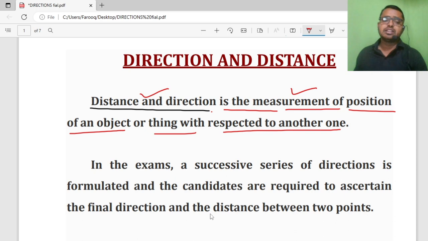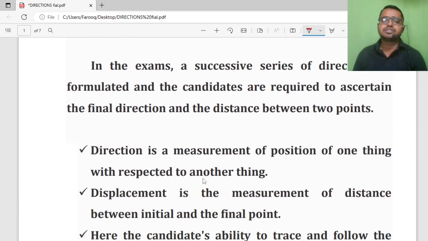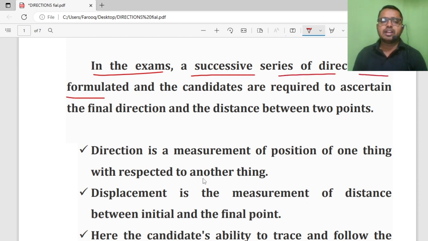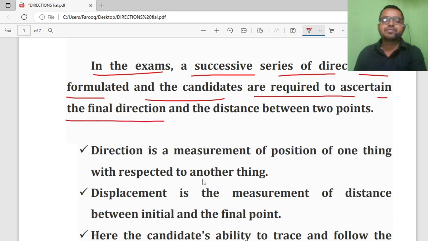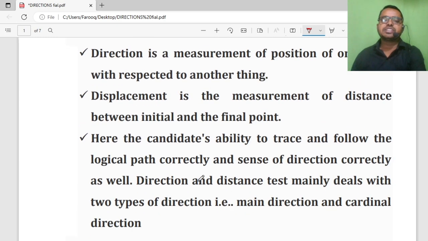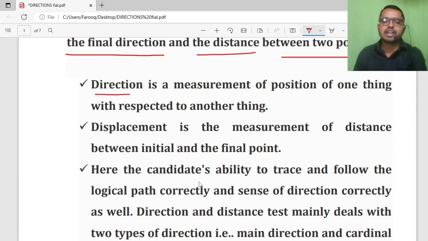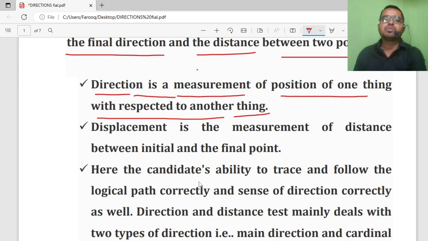In the exams, a successive series of directions is formulated, given in the question, and the candidates are asked to ascertain the final direction. Here the candidate has to find the final direction or final distance between the two points. Direction is the measurement of position of one thing with respect to another thing.